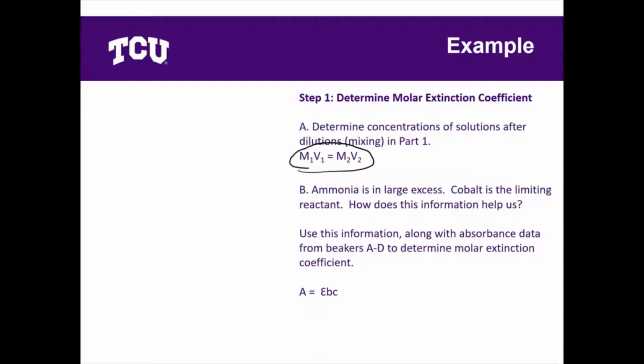Here we saw ammonia was in a large excess. In your reaction, you're going to have thiocyanate in a large excess. In this reaction, it makes cobalt the limiting reactant. In your reaction, it makes your iron your limiting reactant. How does this information help us, though? Well, the reason this information helps us is, for this example, cobalt is my limiting reactant and ammonia is in large excess. This is an equilibrium, yes, but if I know cobalt is limiting and ammonia is in large excess, then I can assume that all of my cobalt has been used up to form the complex.